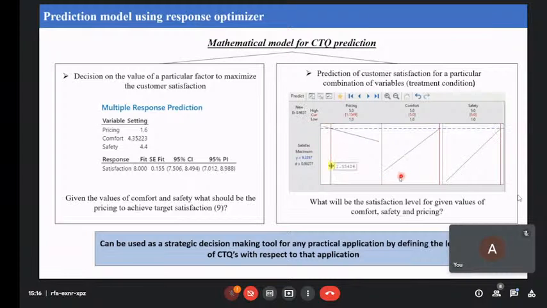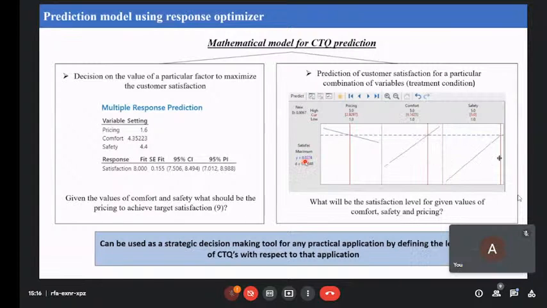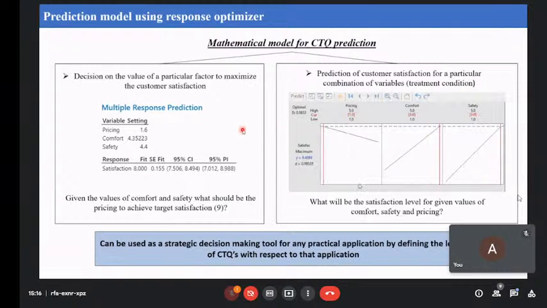So the first aspect is that, given a certain combination of pricing, comfort, and safety, it can predict the value of Y, which is the customer satisfaction, and vice versa. With a certain target level of satisfaction, we can determine what the level of a particular factor should be.